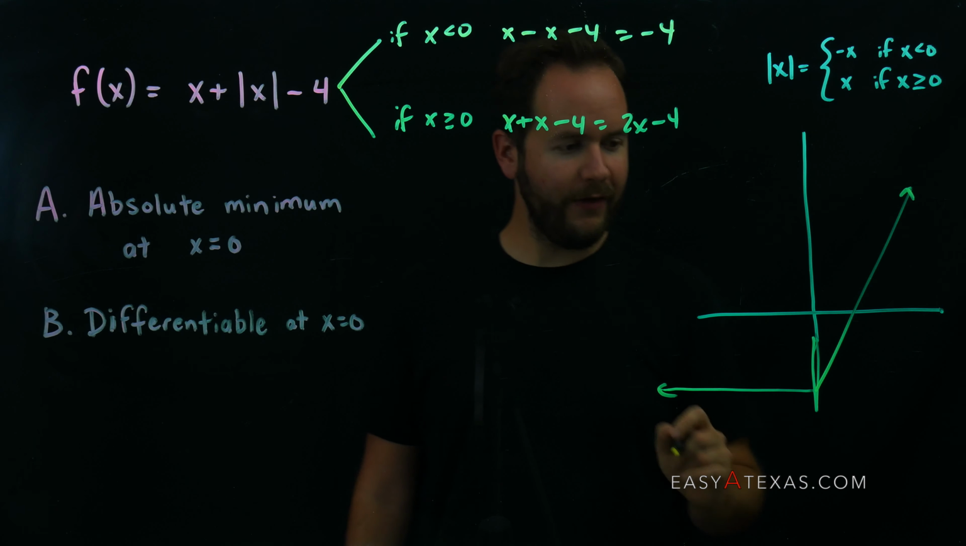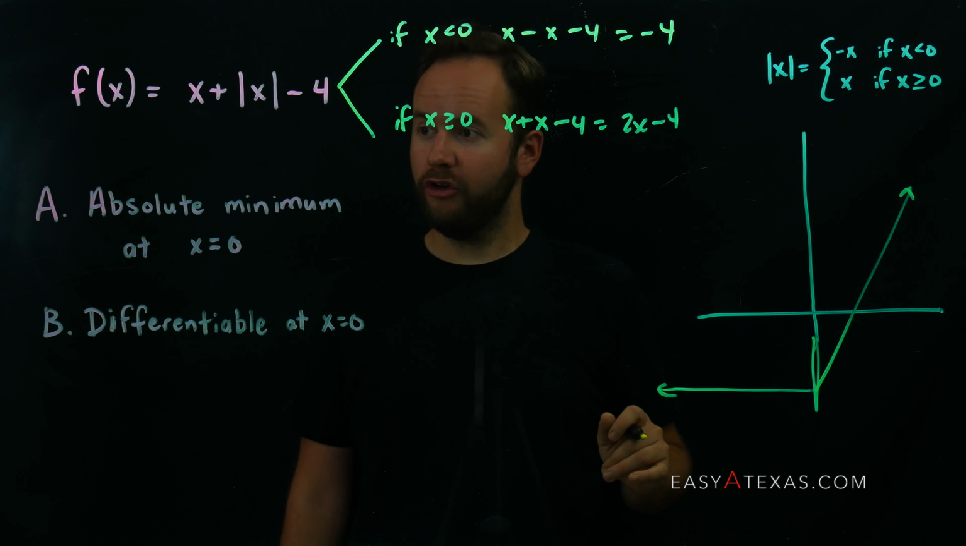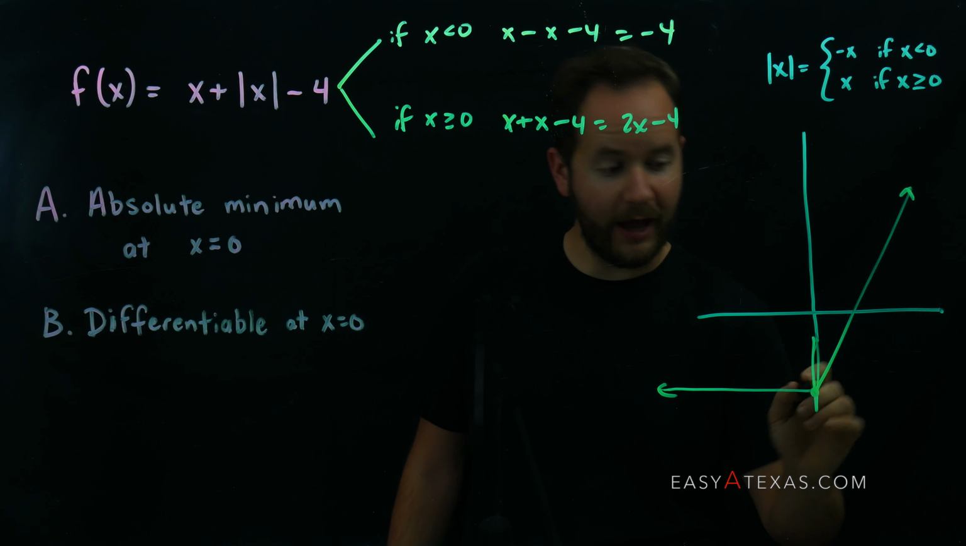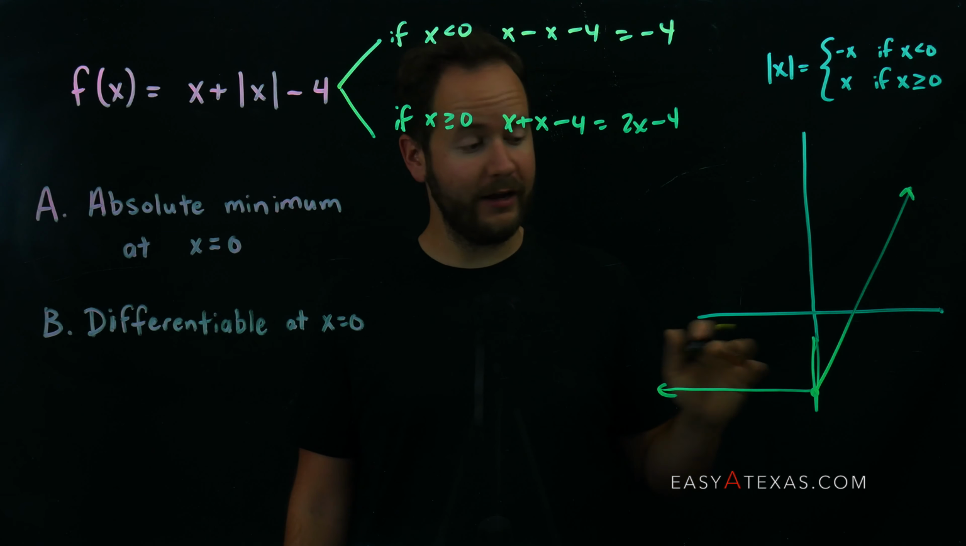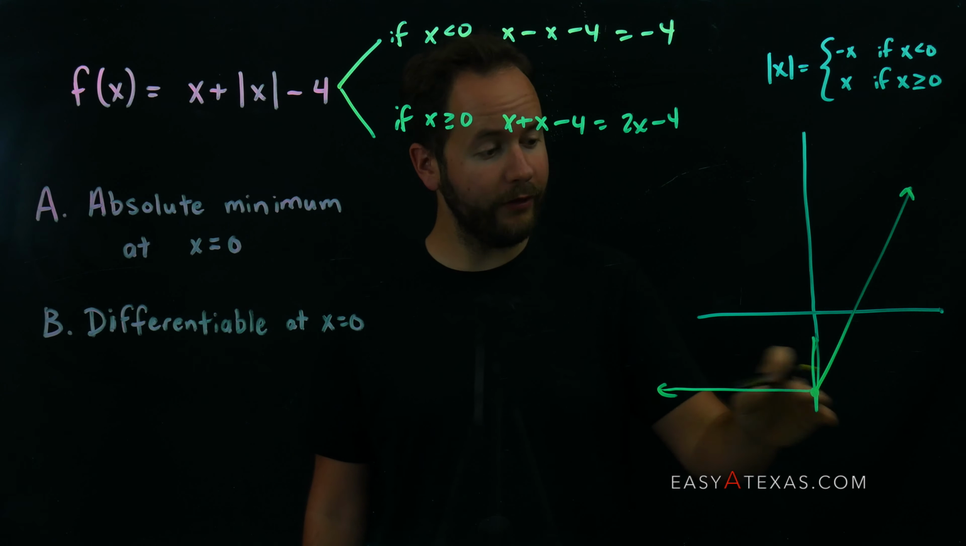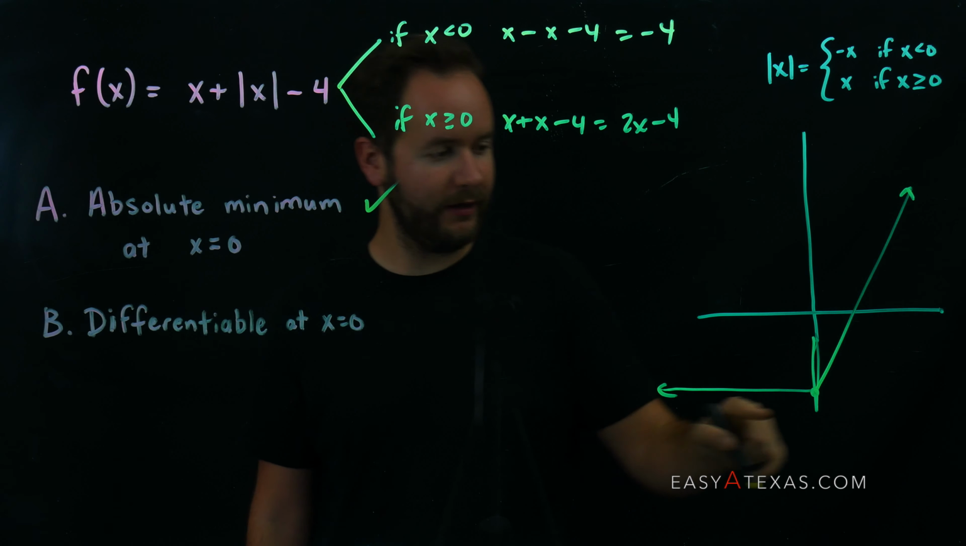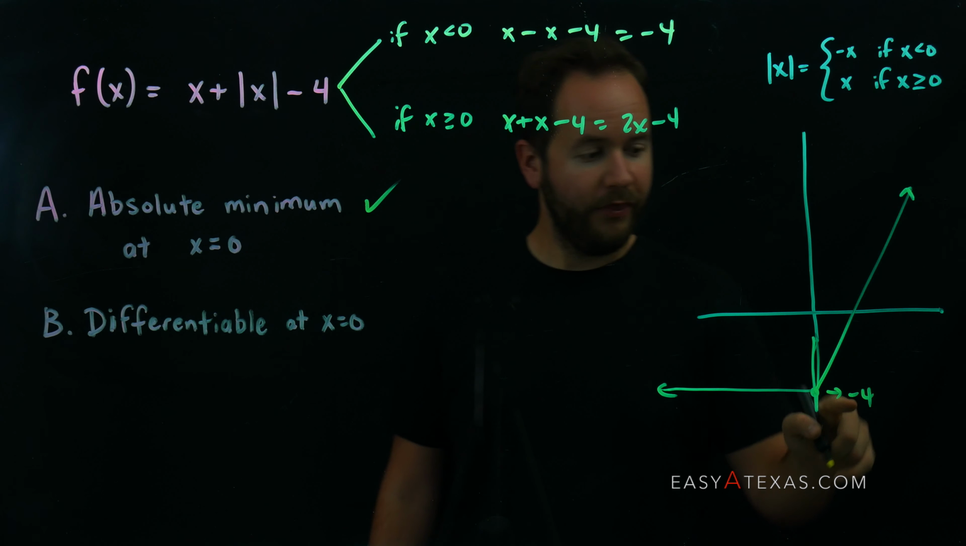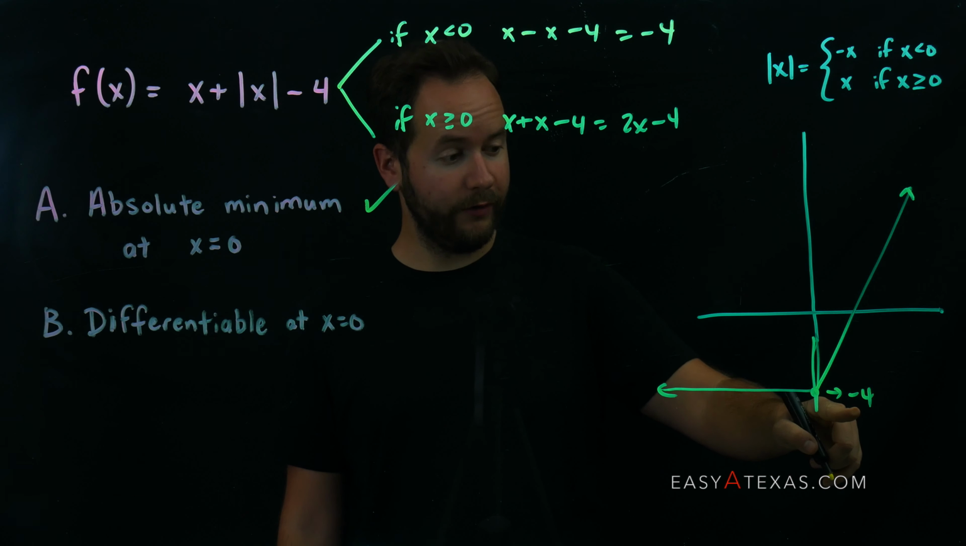Okay, so now that I have my graph, my question is, do we have an absolute minimum at x equals 0? Is this a point that is as low as we'll get on the graph, and is there any other point that's lower? Yeah, there is no other lower point. This is an absolute minimum because this y value, as we said before, is negative 4, and there is no other point on the graph that is lower than negative 4.